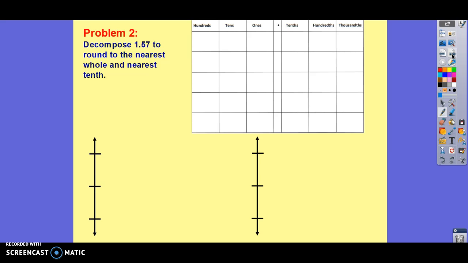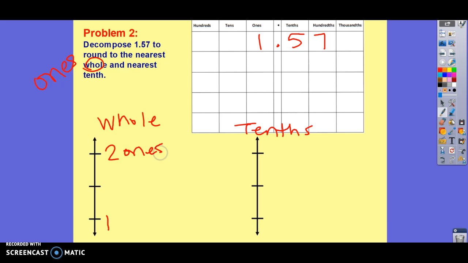Problem 2. Decompose 1 and 57 hundredths to round to the nearest whole and nearest tenth. So we're going to do the whole and tenth. We're going to first place it on the place value chart, 1 and 57 hundredths. And let's look at whole. Whole just means the ones place. We're going to round it to the nearest whole number. So we'll either have 1 or 2 ones. Our midway point is 1 and 5 tenths, or 1.5.